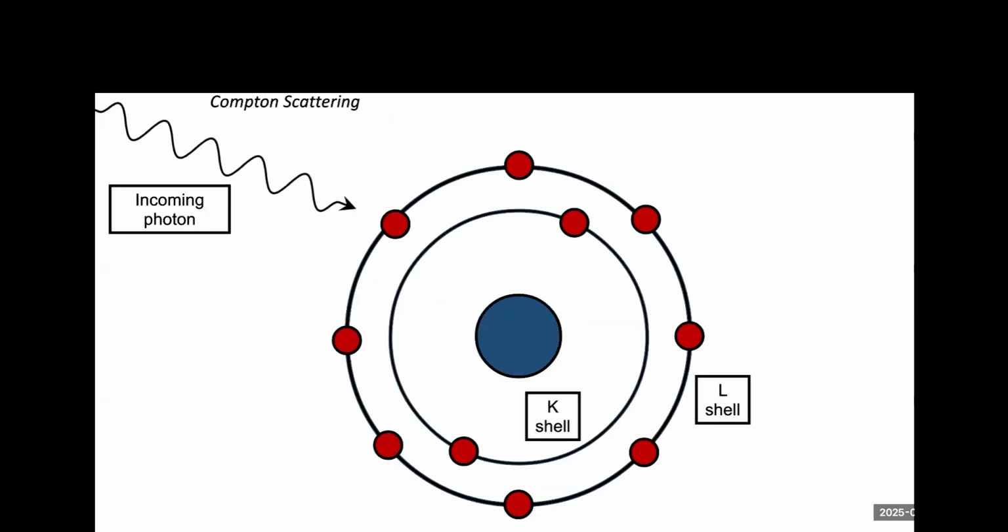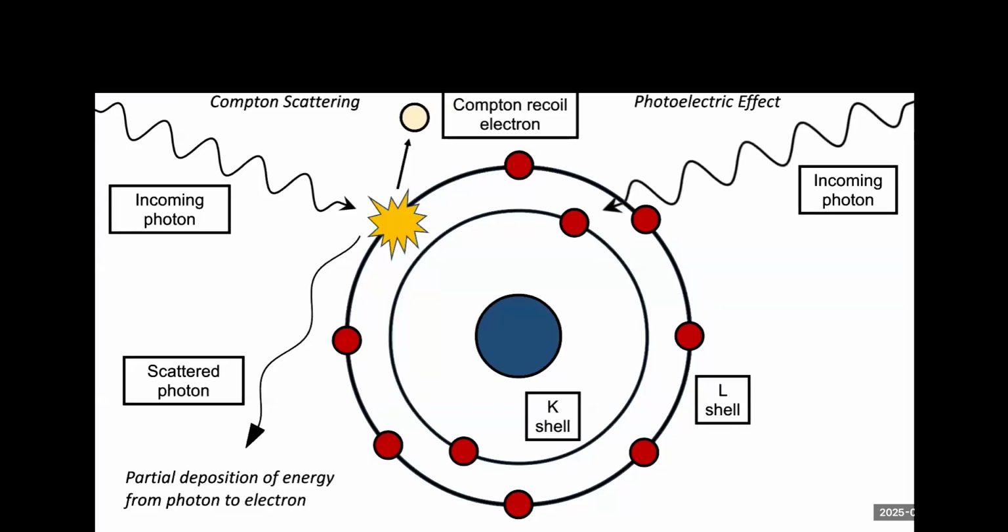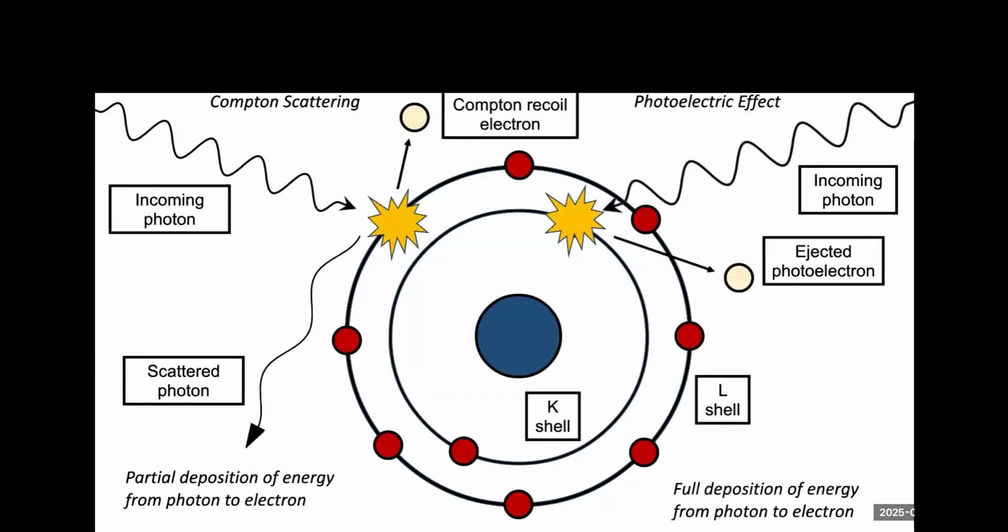A bit of a visual diagram of Compton scattering. You can see the incoming photon strikes an electron. The electron recoils and the photon scatters following the laws of conservation of energy and momentum. So you end up with a partial deposition of energy from the photon to the electron. Whereas in the photoelectric effect, the photon would be incoming, hit the electron, eject it, but there's no recoil since the incoming photon has deposited all of its energy.